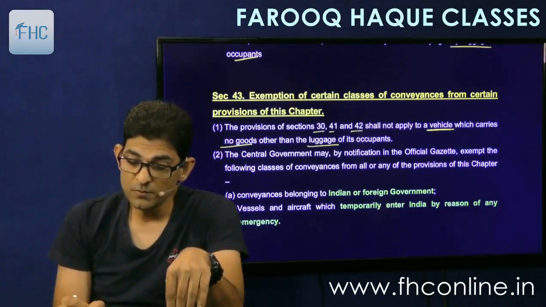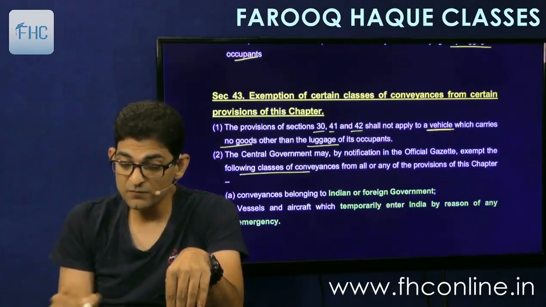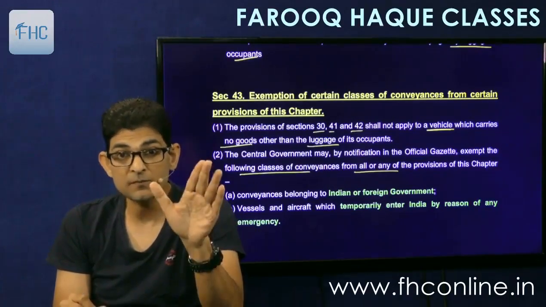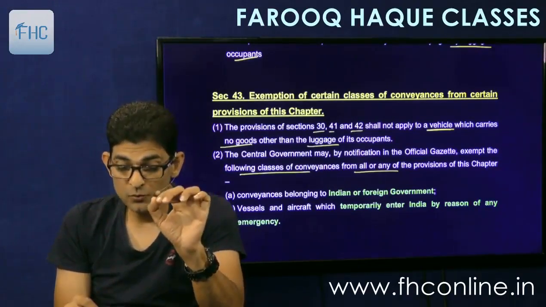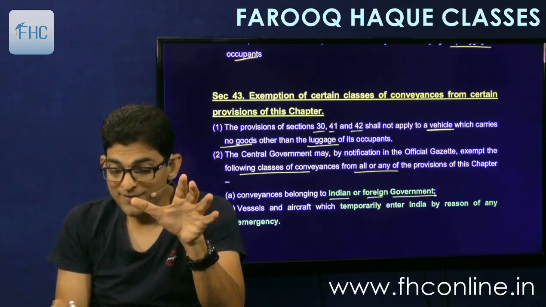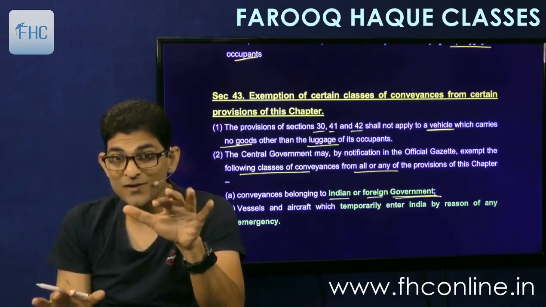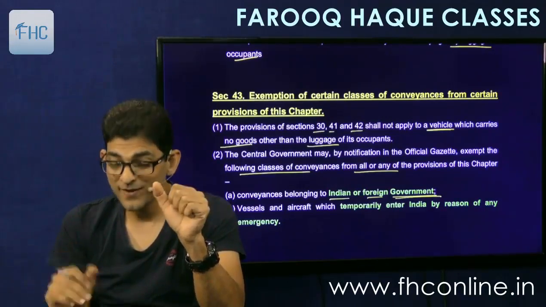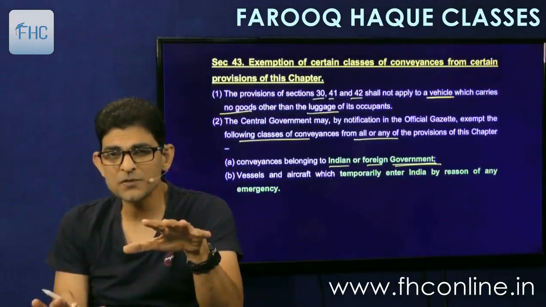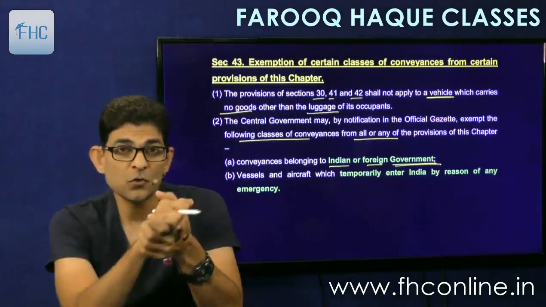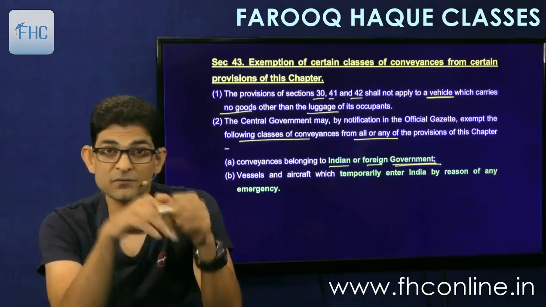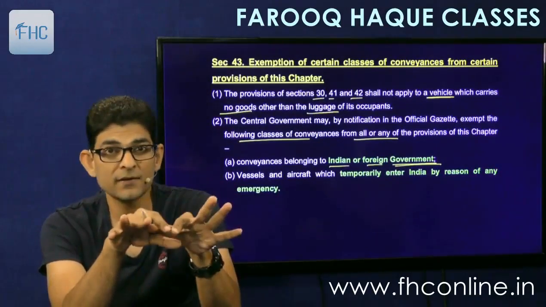Further, the central government may by notification in the official gazette exempt the following classes of conveyances from all or any of the provisions of this chapter. Complete exemption: conveyances belonging to Indian or foreign government. Government owned conveyances are exempted, like the Prime Minister's aircraft. It will be exempted from the complete procedure. So they don't have to file import export manifest. The officers cannot go on board that aircraft. They cannot check. They cannot do anything.